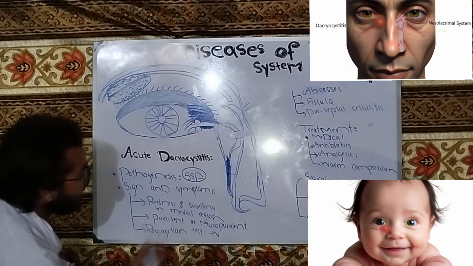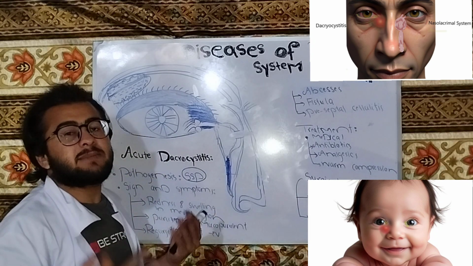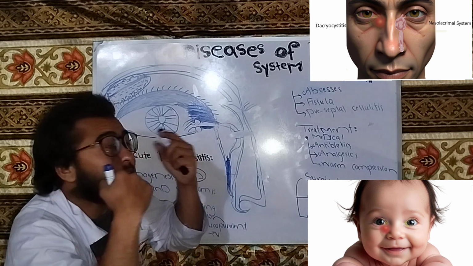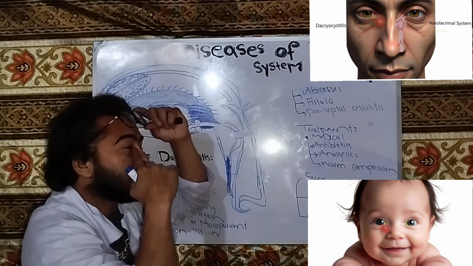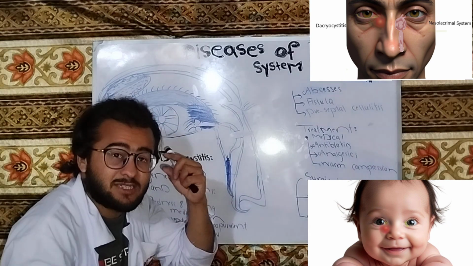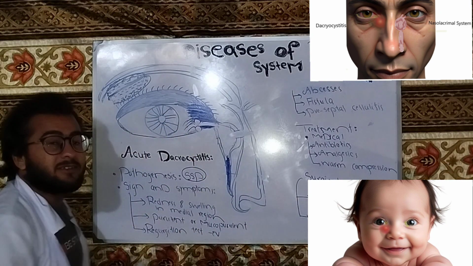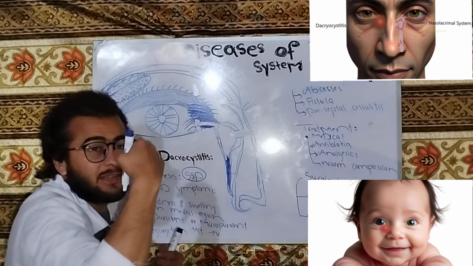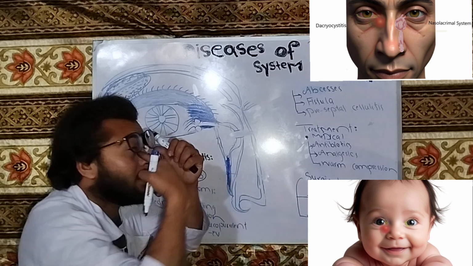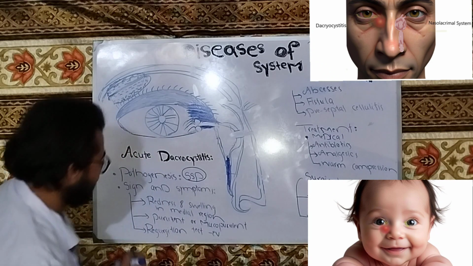So, what are the signs and symptoms? There will be swelling and redness in the medial canthal region and the lower lid region, because the lacrimal sac is present right over here. So there will be swelling.